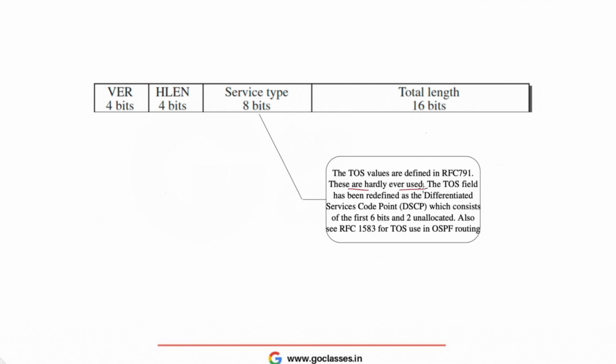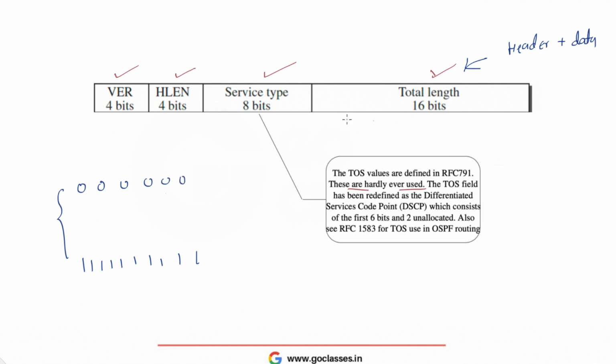Now the next field is total length. So version is done, header length is done, type of service is done. Total length means the total length including the header length, so header plus data. Now it has 16 bits, which means you may have from 16 zeros to 16 ones. And obviously you cannot have 0 as a total length because the minimum header length itself is 20 bytes.